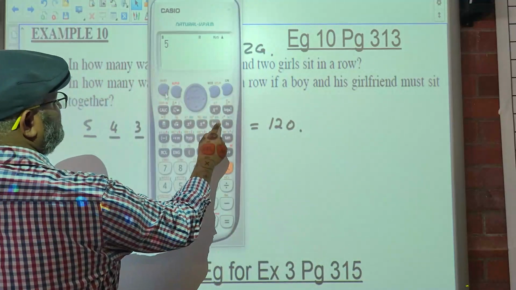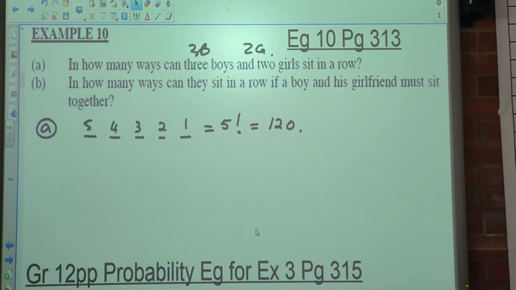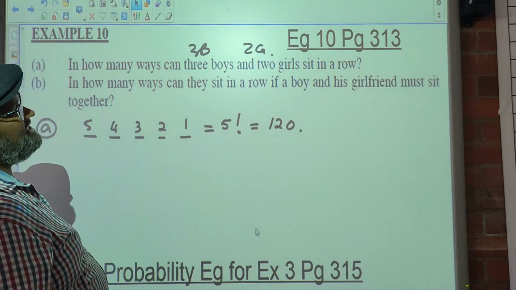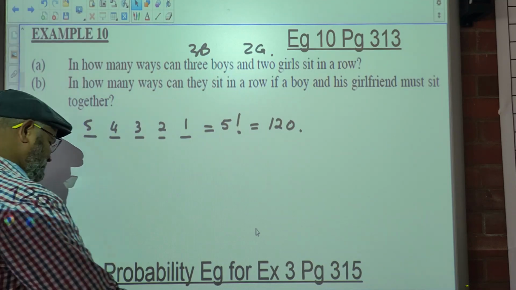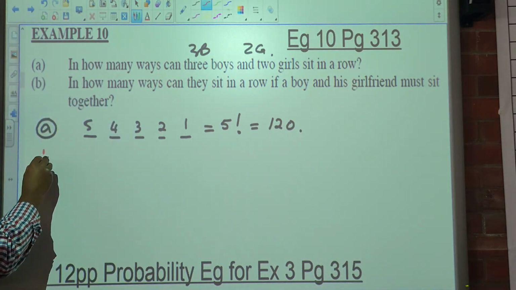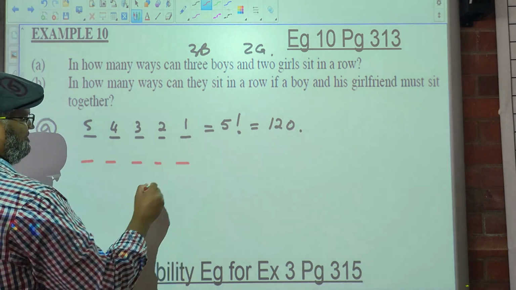5 factorial, huh? 120, absolutely. Okay. Right, B. In how many ways can they sit in a row if a boy and his girlfriend must sit together? So let's go. B. How many seats are there? 5. 1, 2, 3, 4, 5.